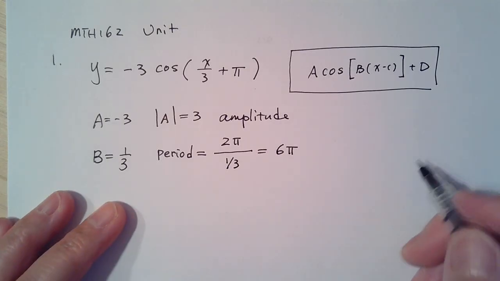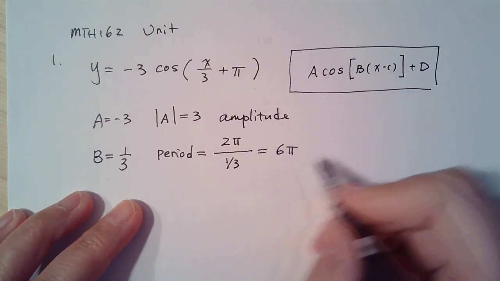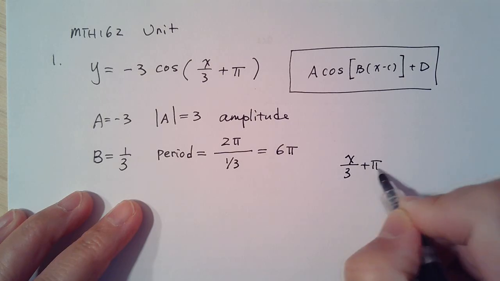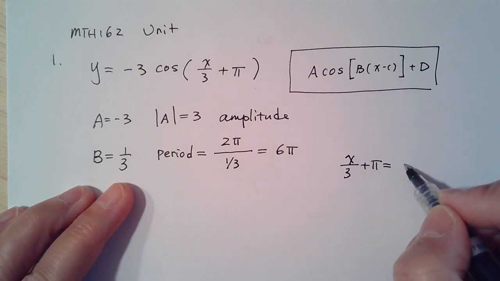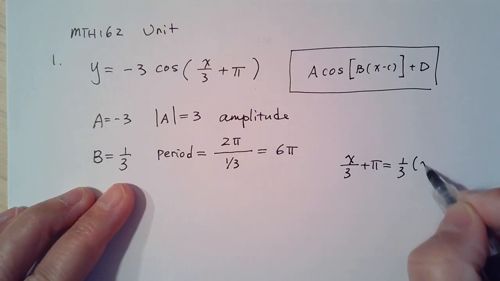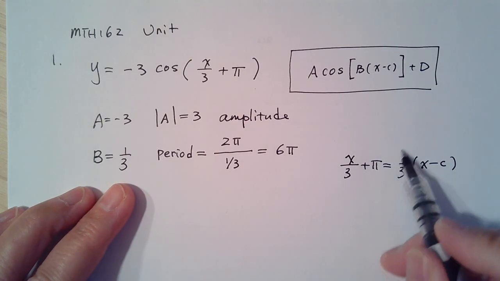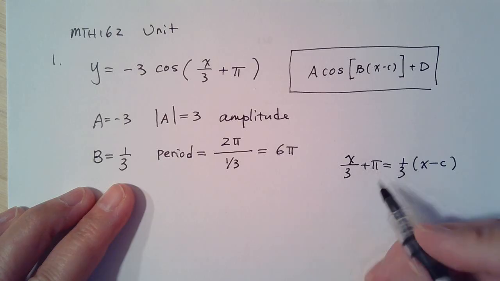Okay, now here is the tricky part because I need to get a c. How should I do that? I have x over 3 plus pi. I need to write that in this form, which is b, which is 1/3, then x minus c. So I need to find out the c. Do you see that when you distribute this 1/3 into this parenthesis, you also get x over 3? So cross out with that.